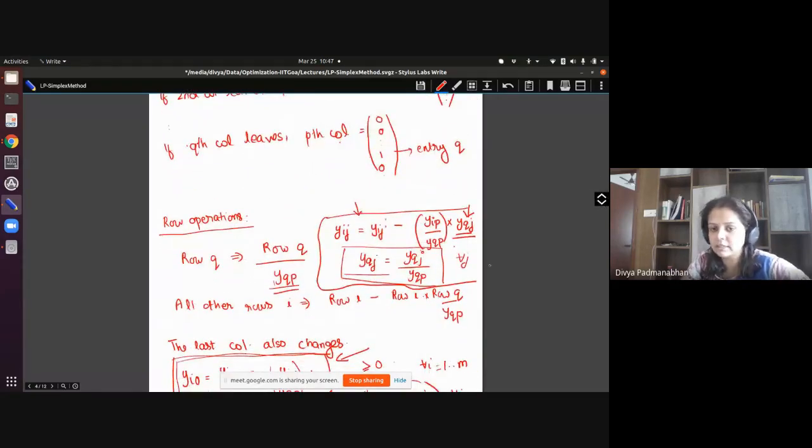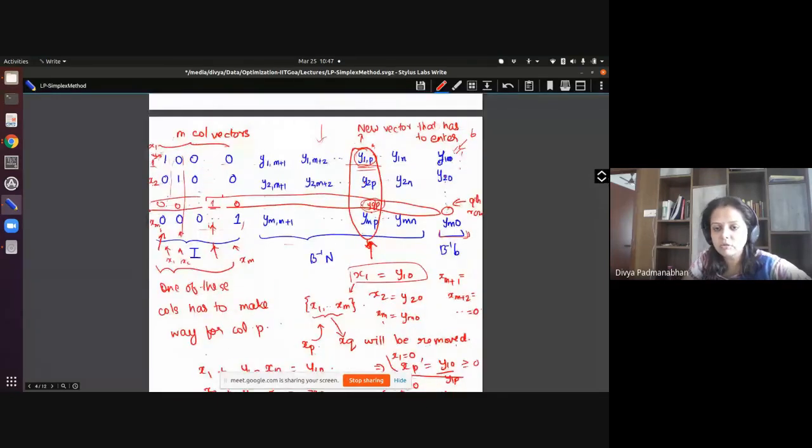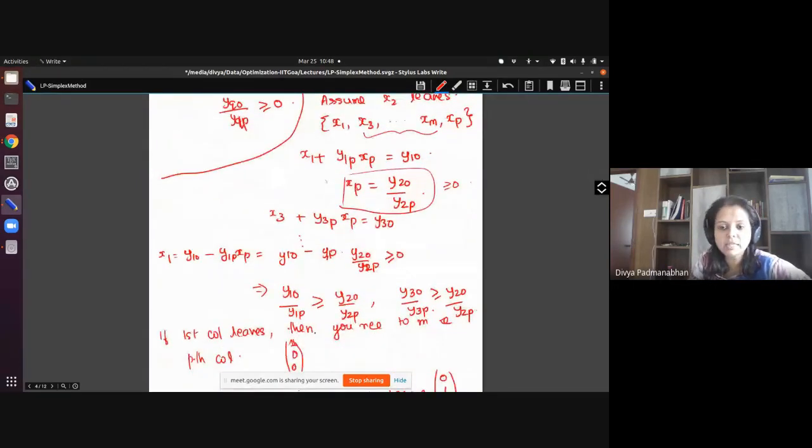Last time I just wrote it in full generality, by using these row operations. It's the same thing: if Q is going to leave the system, one other way to think of it is that P is going to enter, and in this position you need to have a 1. This YQP should get transformed to 1. So when you do these row operations, in the first row you subtract out the ratio Y1P by YQP times the Qth row. The same thing will happen to the last column as well. So Y10 is going to get transformed to Y10 minus Y1P by YQP times YQ0. So all these values have to be greater than 0.